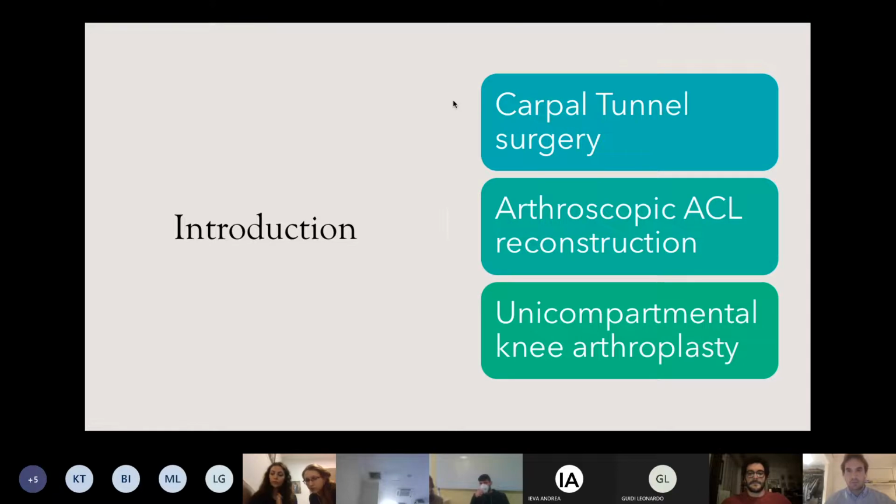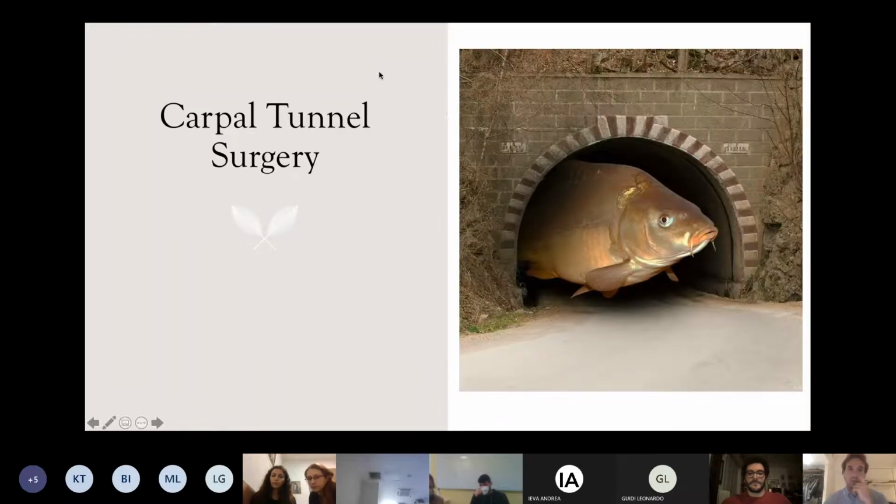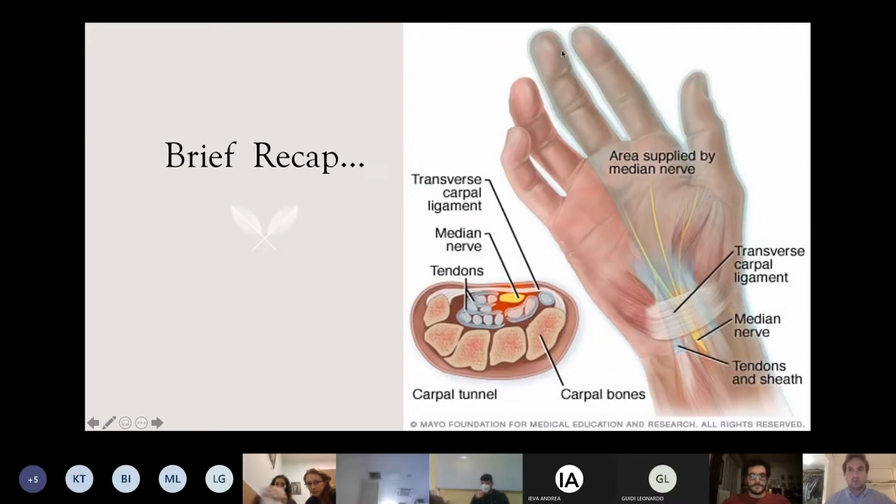Okay, so we can begin with the carpal tunnel surgery. So the carpal tunnel surgery is the treatment of the carpal tunnel syndrome, which is the most common peripheral nerve compression syndrome, which is caused by the compression of the median nerve, as you can see from this picture, at the level of the wrist, due to the fibrotic transverse carpal ligament.